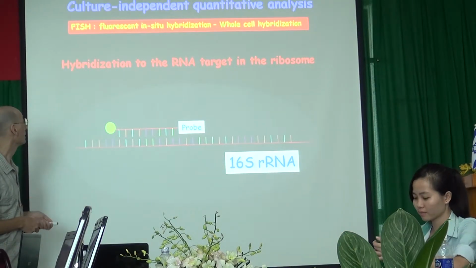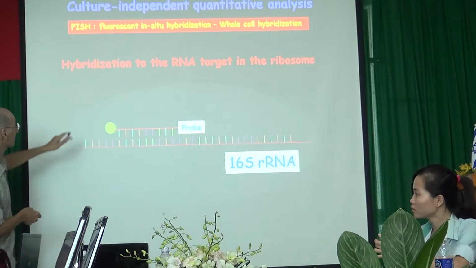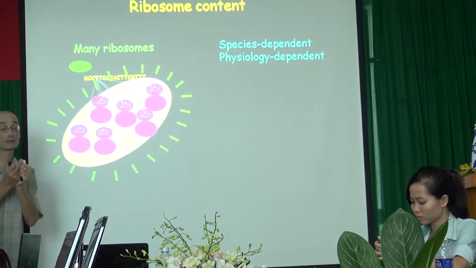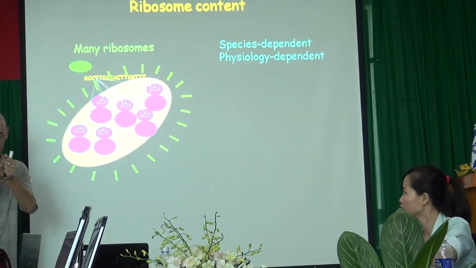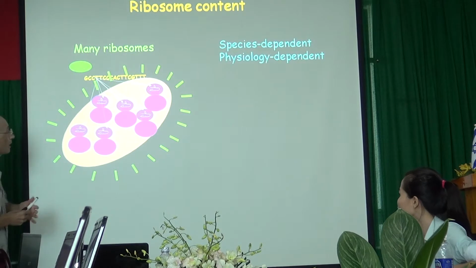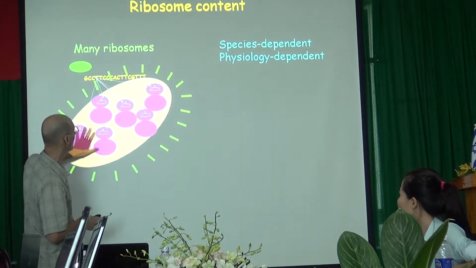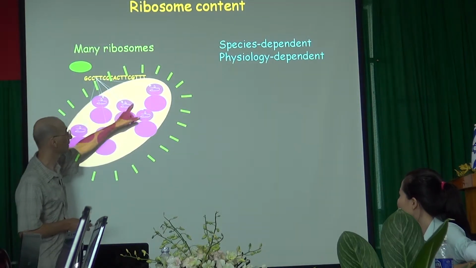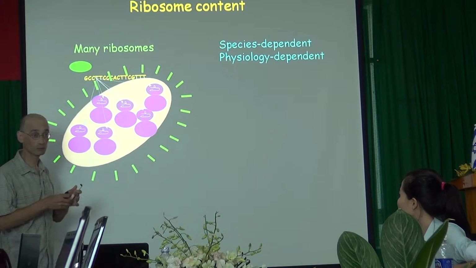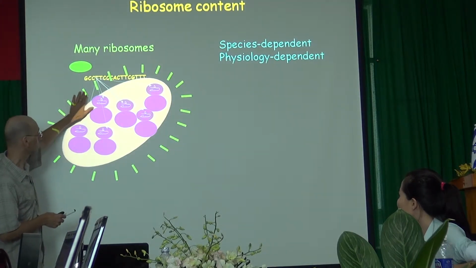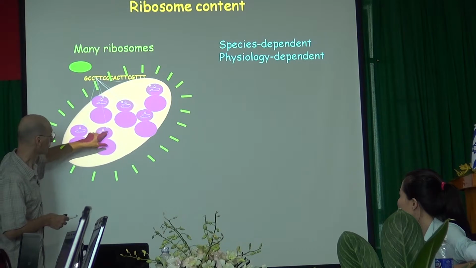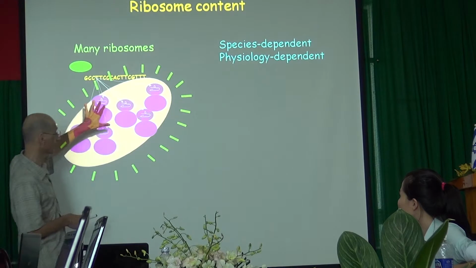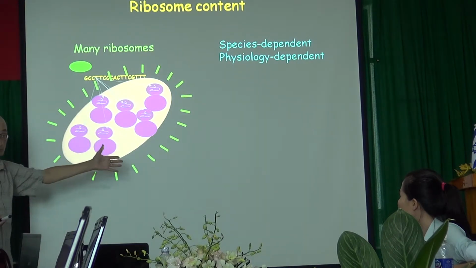Okay. So with that, the hybridization happens to the RNA target in the ribosome. And what is the end result? If you have a cell which has many ribosomes, then in this particular cell there are many targets. So the probe can come in, many molecules of the probe will be coming in, and many molecules of the probes will be hybridizing with the target molecule, because there are many of them, because there are many ribosomes.